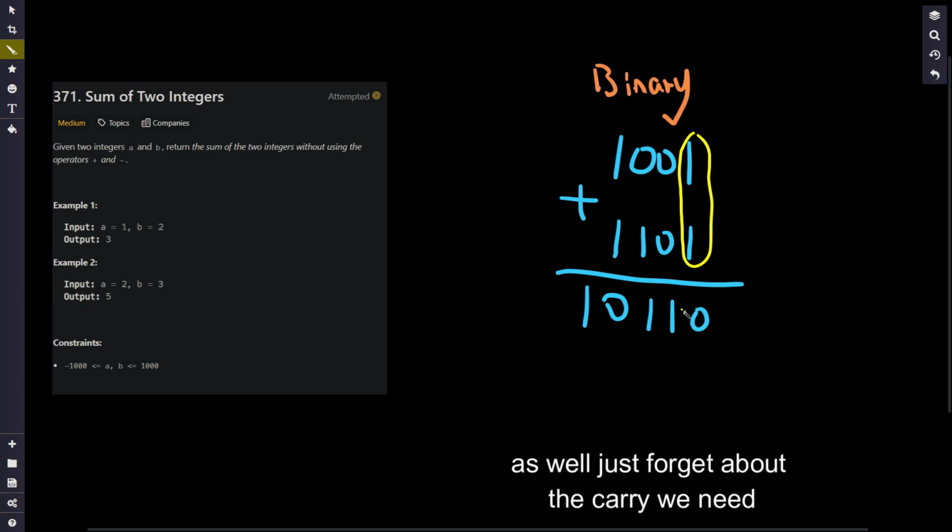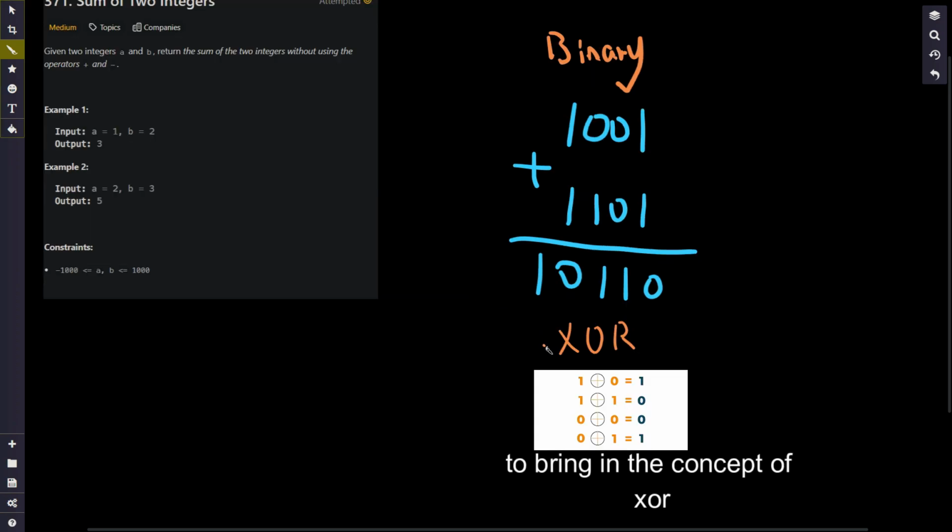Just forget about the carry. We need to bring in the concept of XOR. If those two numbers are different, then we'll get 1. If they are the same, then we'll get 0.